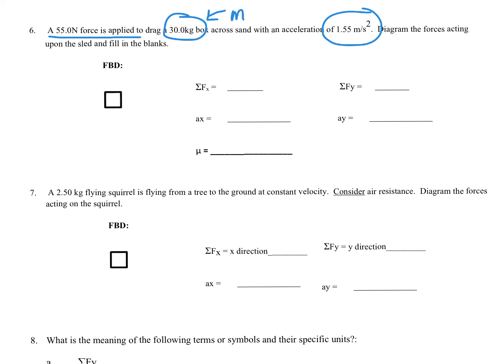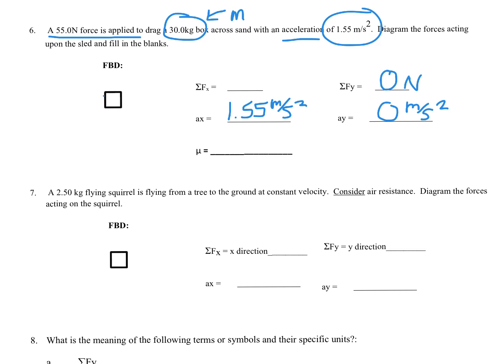They gave me acceleration, so let's see. I'm dragging it across the sand, so that must be acceleration in the x, the horizontal direction. Since I'm dragging it across the sand, I'm assuming nothing is happening up and down with acceleration. So I'm going to assume that there's no acceleration up and down, which means there's no net force overall up and down. All right, let's see what I can do here.